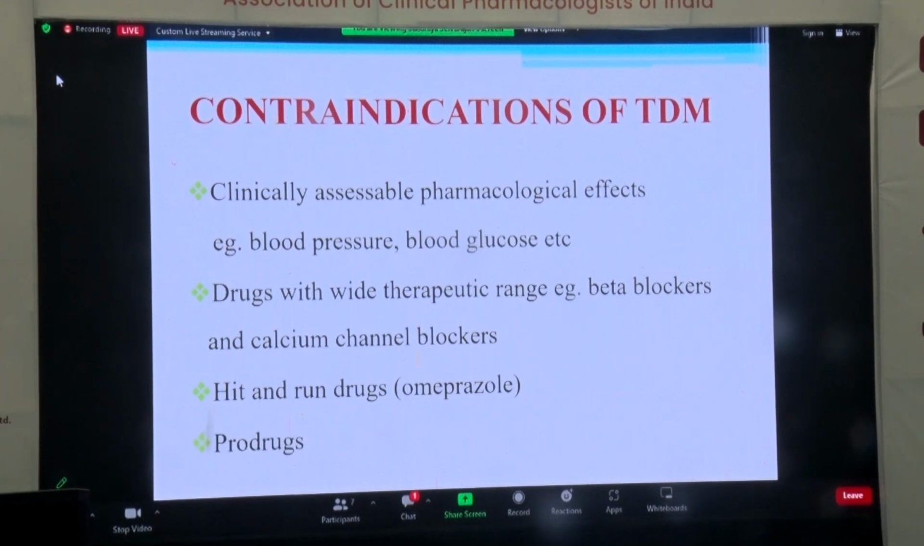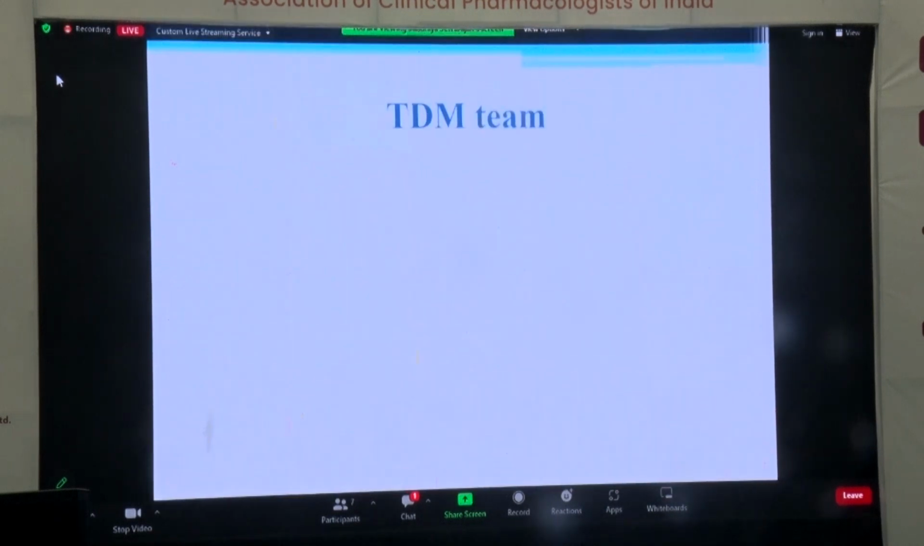Then prodrugs which produce active metabolites, where the active metabolite also has some action, and the half-life of the prodrug and the active metabolite is different. In these conditions, doing TDM will not give you a fruitful outcome. So in these conditions, we can avoid TDM.